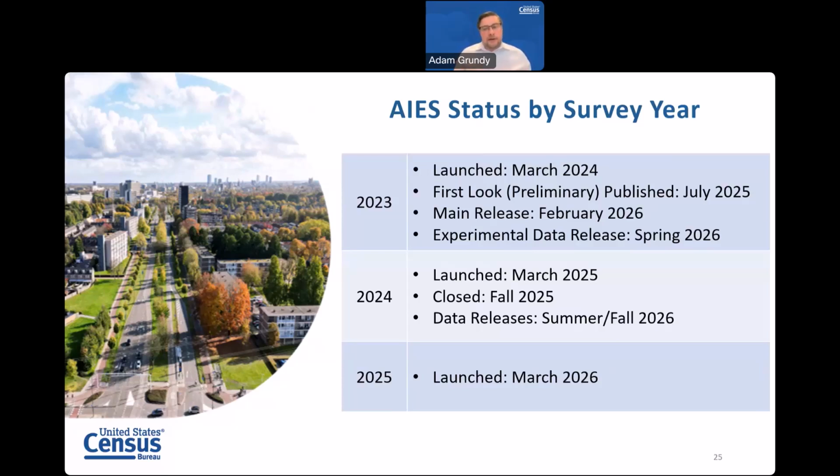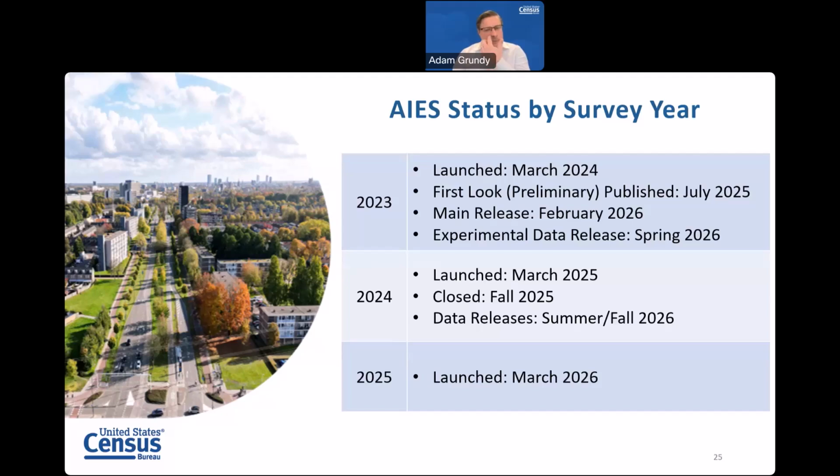And then the experimental data release is still expected later on this year in the spring, I believe next week as well, April 30th for the experimental data product release. Some of those experimental data products have already been released. We're just releasing the final one on April 30th.